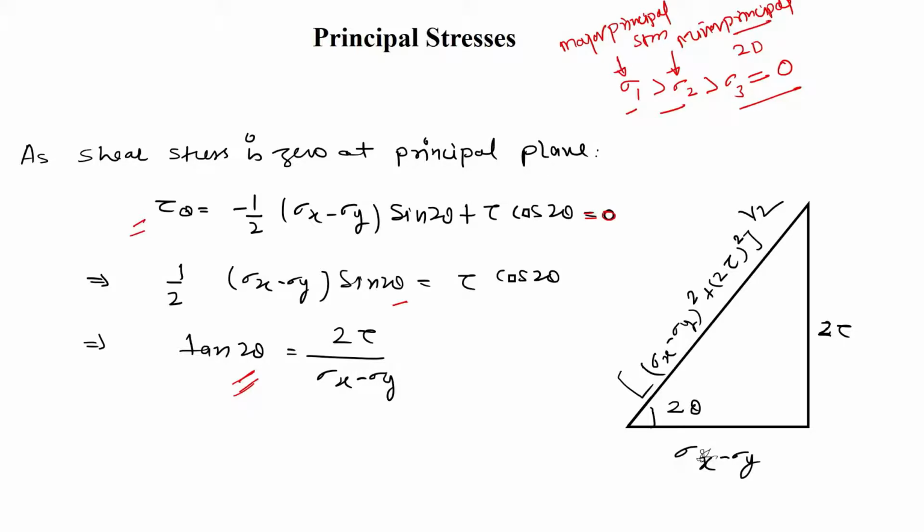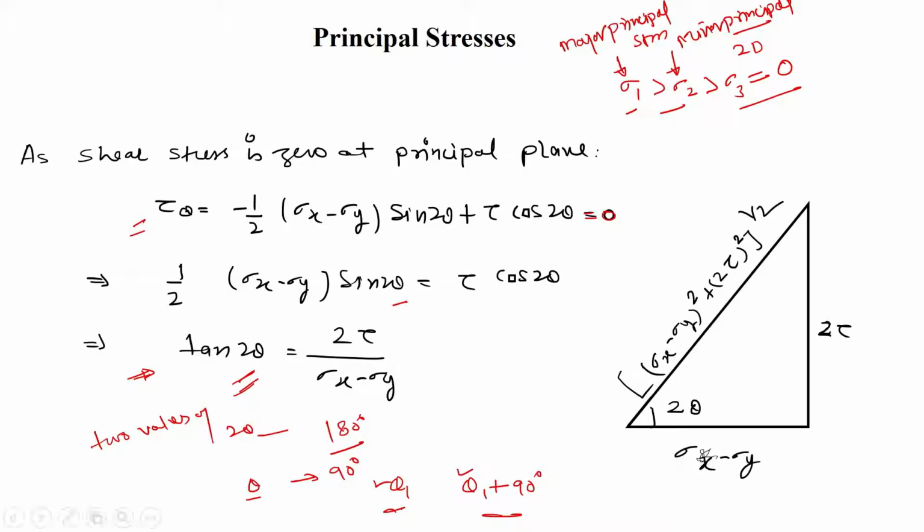Now, as we discussed, this equation will provide us two values of 2 theta differing by 180 degrees. This will provide us two values of theta differing by 90 degrees. So, two planes: the first will be inclined at theta 1 and the second will be inclined at theta 1 plus 90 degrees. So, we can say the two principal planes are perpendicular to each other.